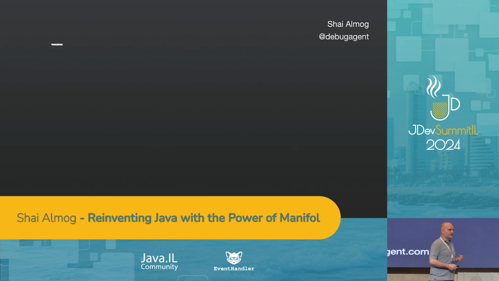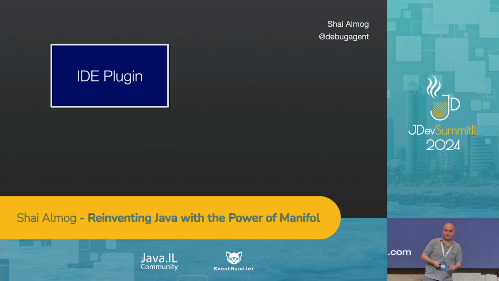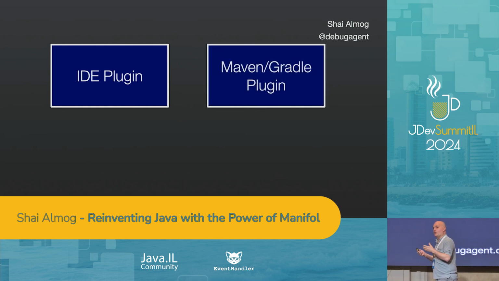And the way it works is it's got 3 parts. The first is an IDE plugin that you need to install into the IDE. The second is a plugin for Gradle or Maven, which you need to add into your POM file, into your Gradle file appropriately.